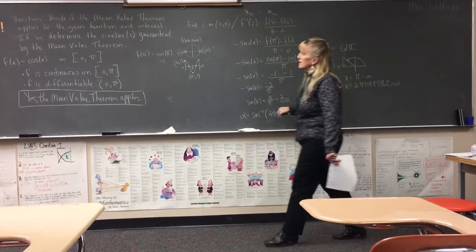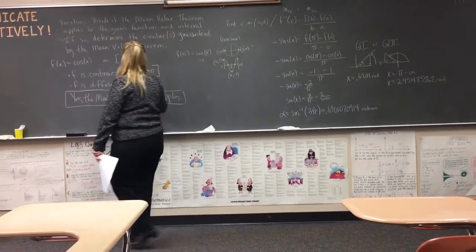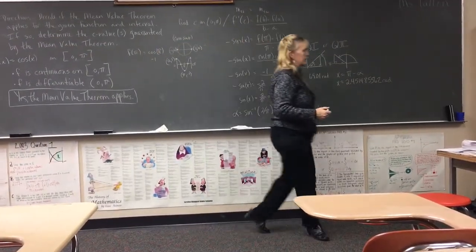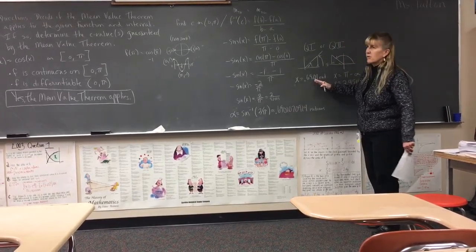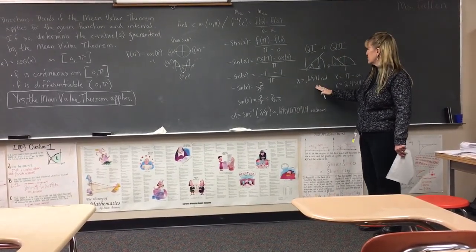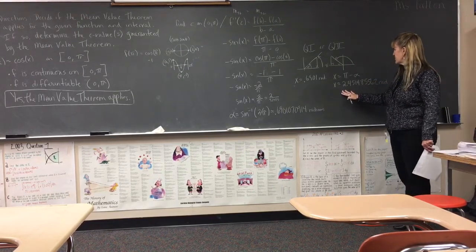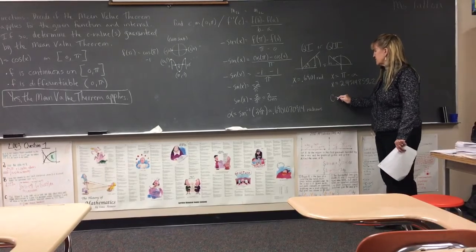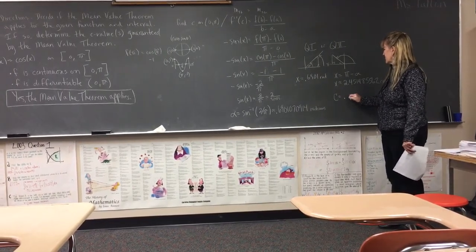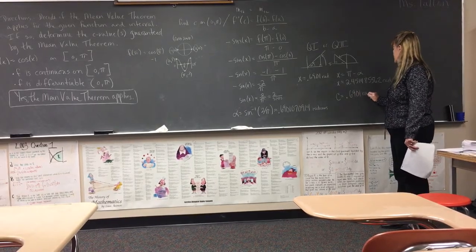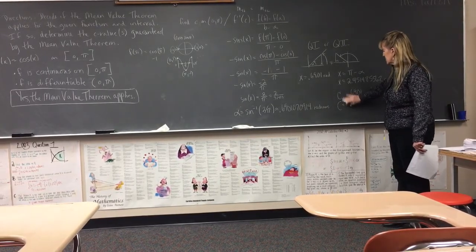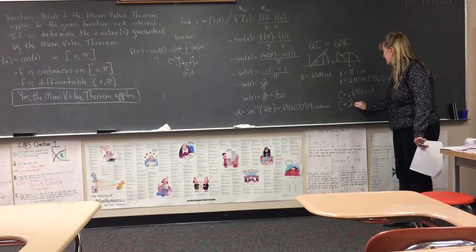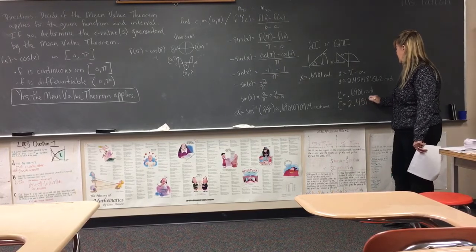However, let's see where my interval is. My interval is between 0 and pi. Pi is approximately 3.14. I know that 0.6901 is in between 0 and 3.14. I also know that 2.451 is in between 0 and 3.14. So it looks like I've found 2 C values. C could equal 0.6901 radians, or it's possible that C could equal, we'll say approximately, because we are rounding, 2.451.